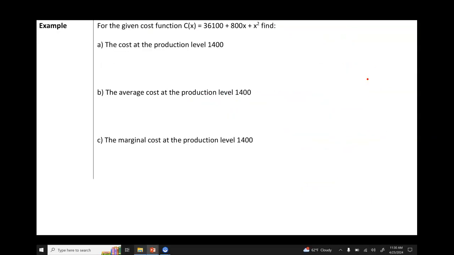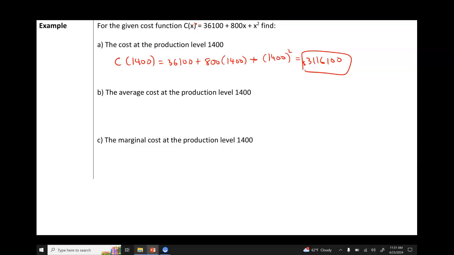So we're given a cost function, 36,100 plus 800x plus x squared, where x is the number of units. We want to find the cost at the production level of 1,400. So 1,400 represents the number of units produced. So we're going to replace the x with 1,400. We do a simple substitution, and the total cost is going to be 3,116,100 by plugging this into a calculator or desmos.com.